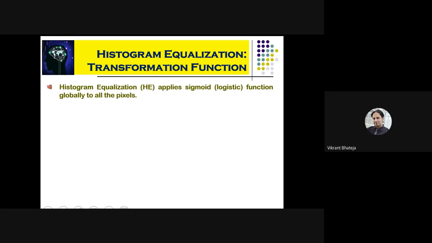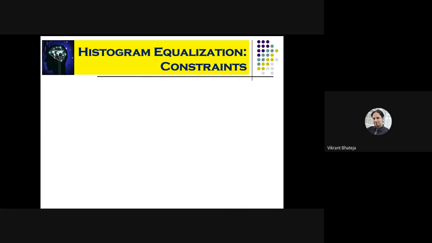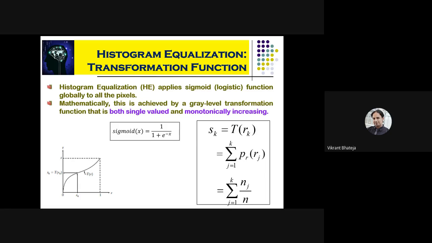Now, if we see this histogram equalization function, it applies a background function, and this background function is no other function but a sigmoidal function or a logistic function, which histogram equalization applies to all the pixels to improve their brightness, or say to improve their visualization. So you see that this is the particular transformation function which is being used for histogram equalization, and this is the basic sigmoidal function which is used over here.